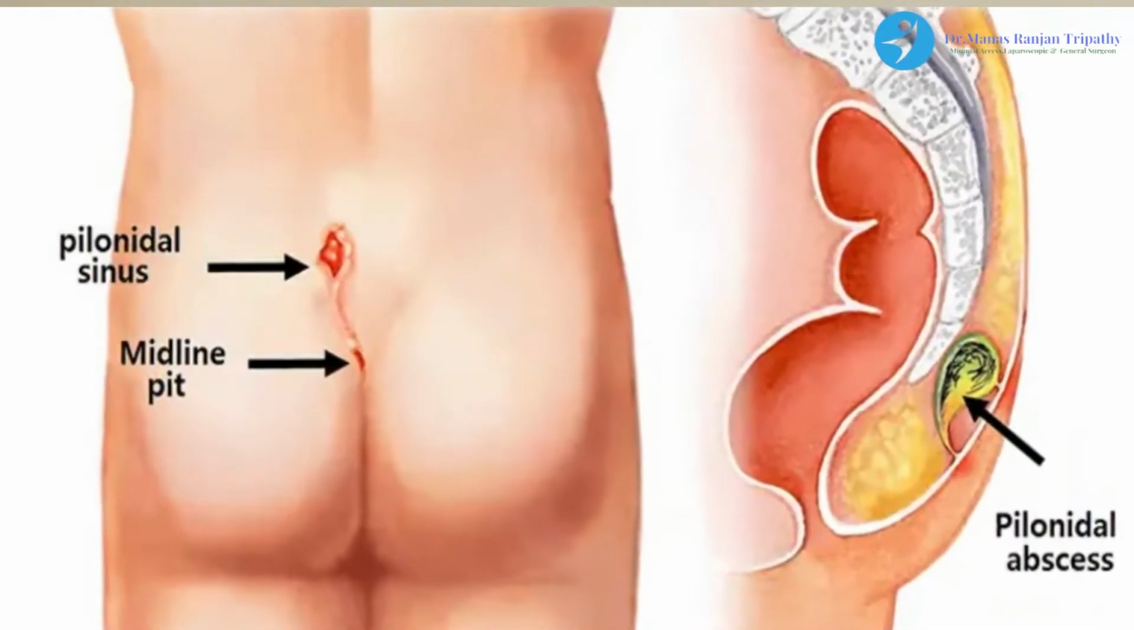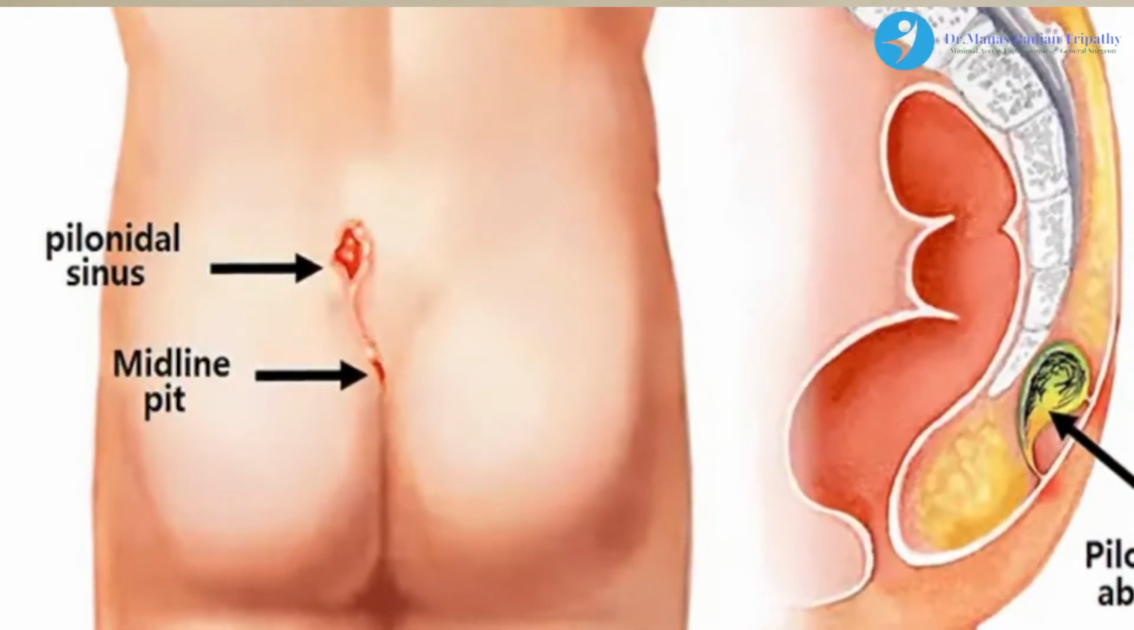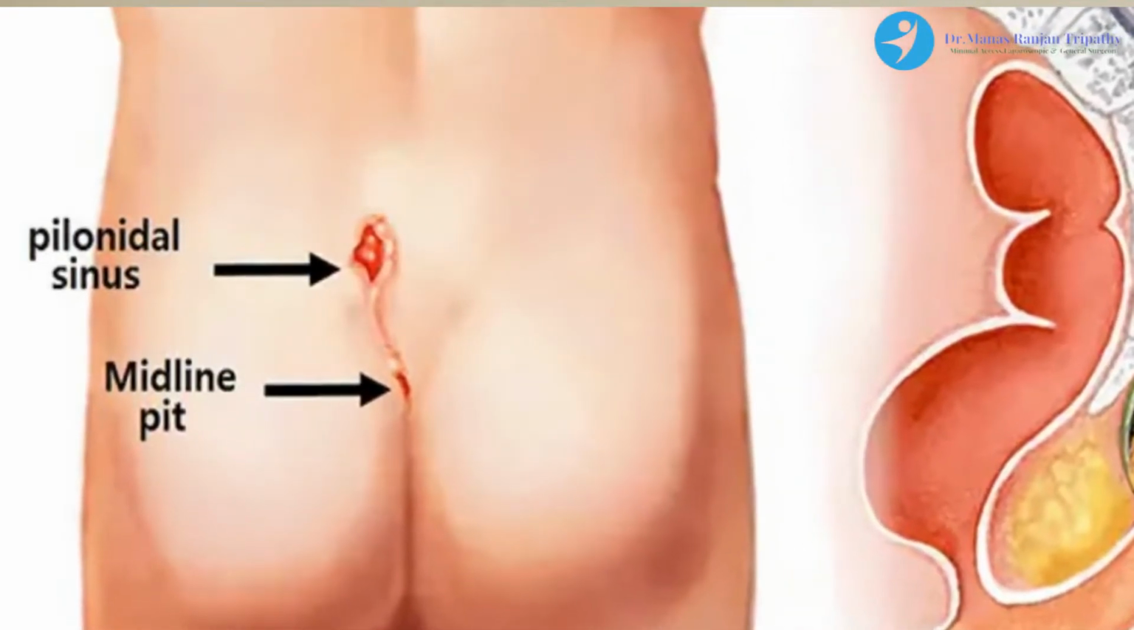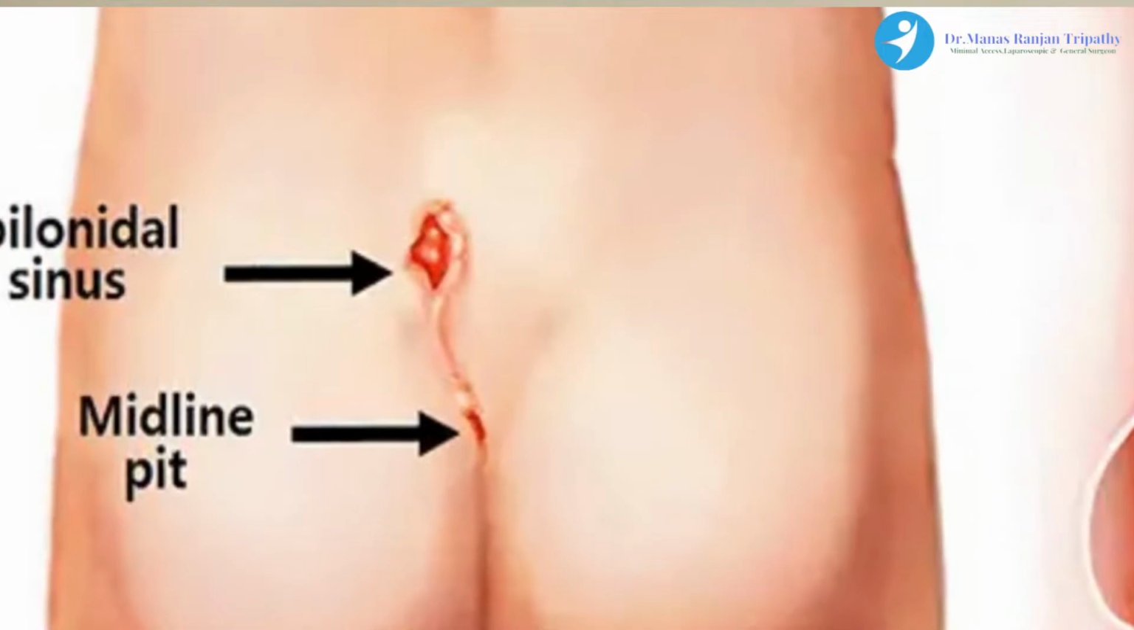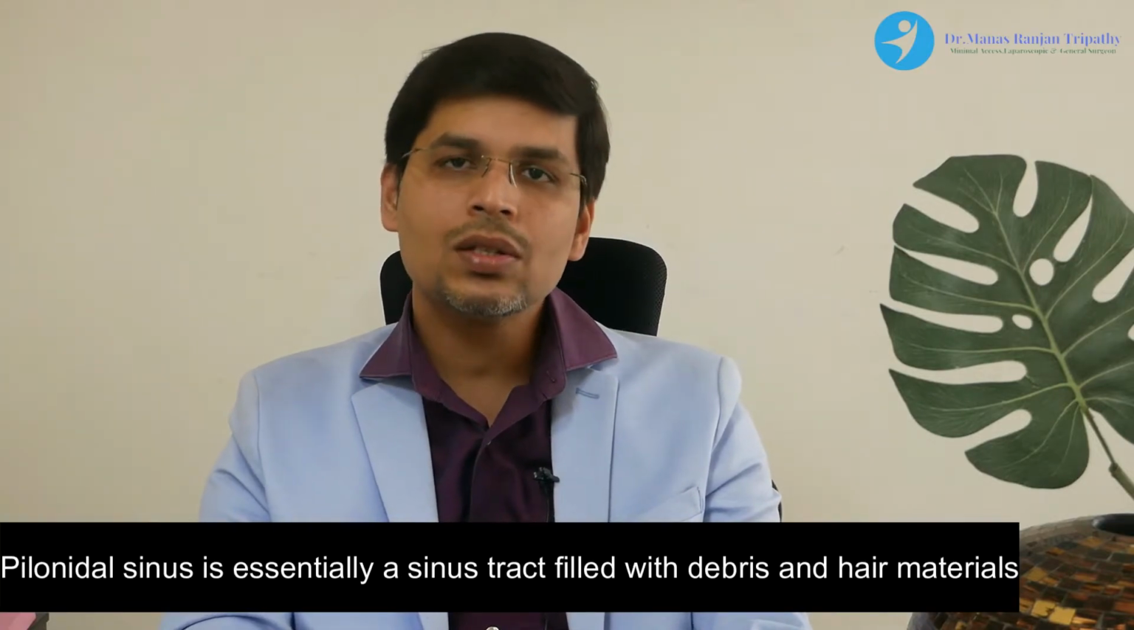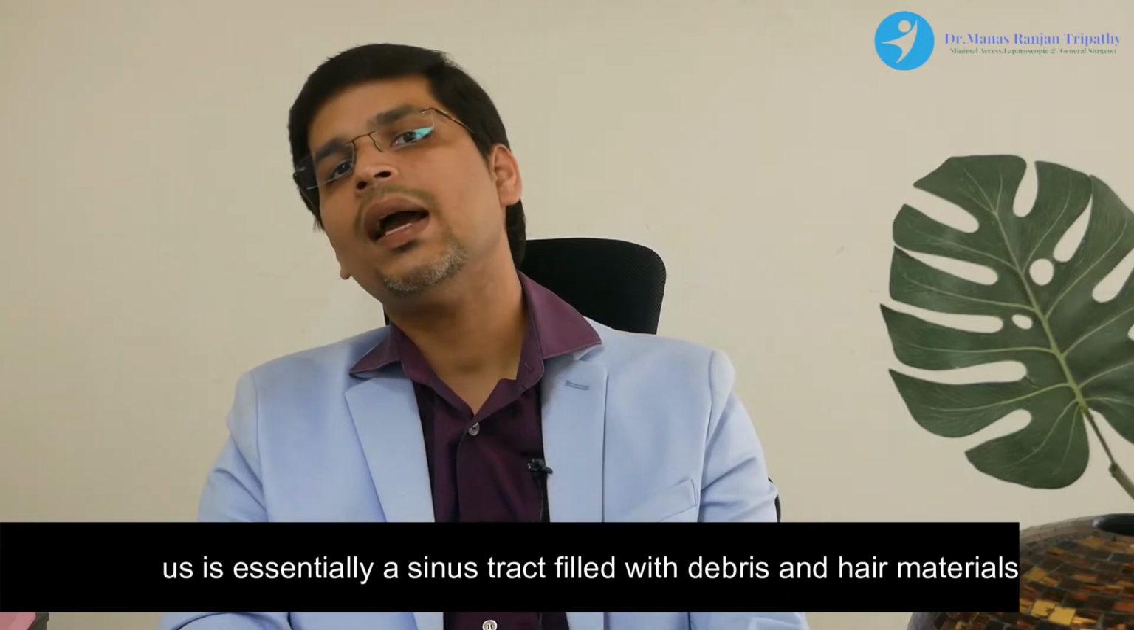Pilonidal sinus means a small tunnel beneath your skin containing hairs. Pilonidal means nest of hairs. Sinus, anywhere in the body, is a small epithelialized tunnel which usually originates deeper in the skin with the focus of infection and gradually travels towards the skin surface, and it has an opening on the skin surface. So any opening on the skin surface which is blindly ending deep to the skin is called a sinus. Pilonidal sinus is essentially a sinus tract filled with debris and hair material. Presence of hair is usually characteristic of a pilonidal sinus.